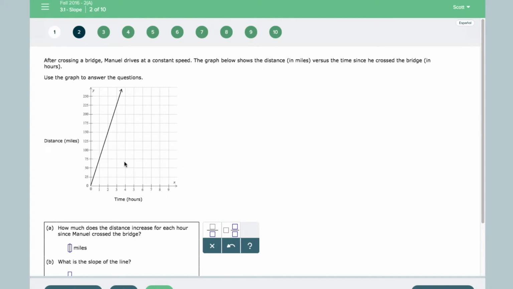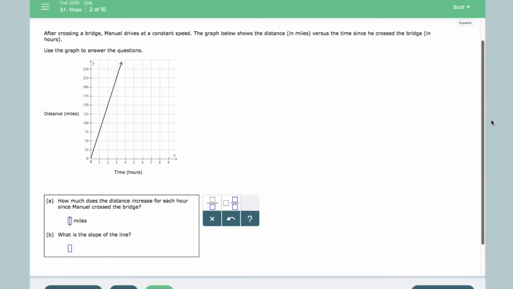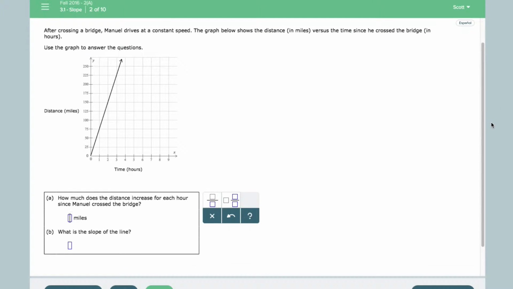Number 2 is extremely similar. After crossing a bridge, Manuel drives at a constant speed. The graph below shows the distance in miles versus the time since he crossed the bridge in hours. How much does the distance increase for each hour that he drives? Well, it starts at 0, and in 1 hour it goes to 75. So that would be 75 miles in 1 hour. So what is the slope? 75 over 1, or just 75. Because we take the rise, how far it goes up, 75 over the 1.